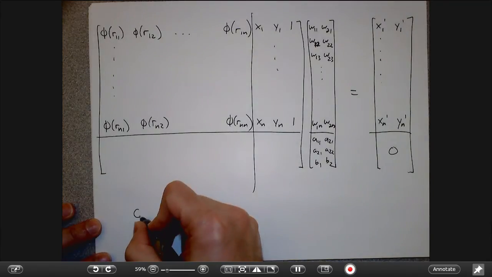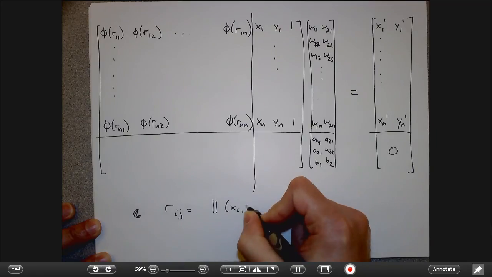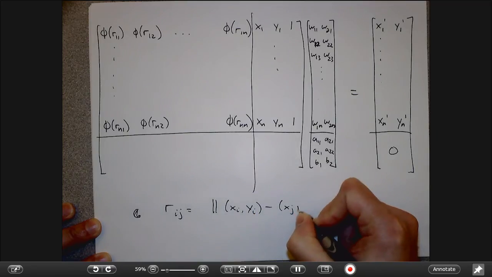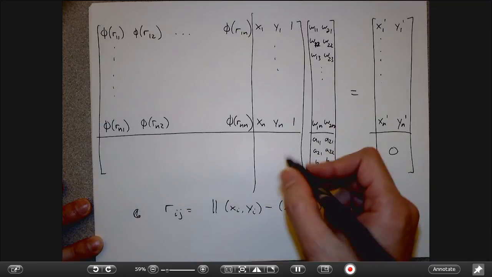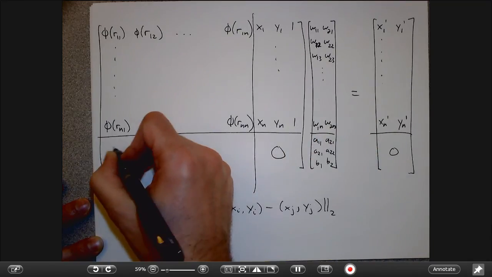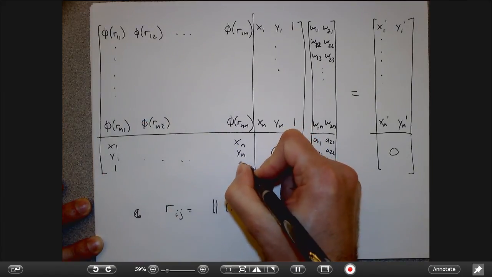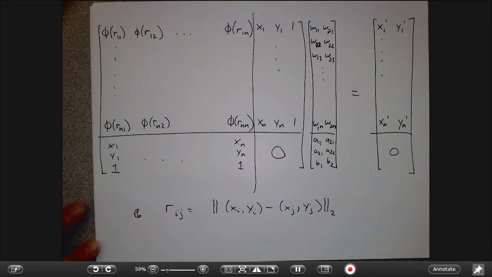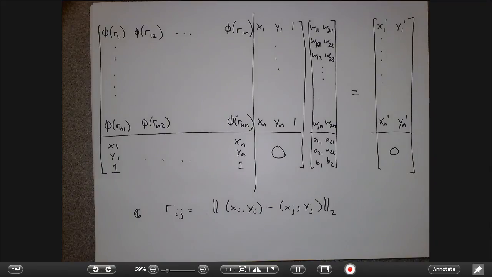So again, we're here. R of ij is basically the distance from these two feature points over here. And then it turns out for symmetry, I'm going to have the same thing going this way. So this is basically going to be an n plus 3 by n plus 3 matrix here, and I'm going to be solving this big linear system.